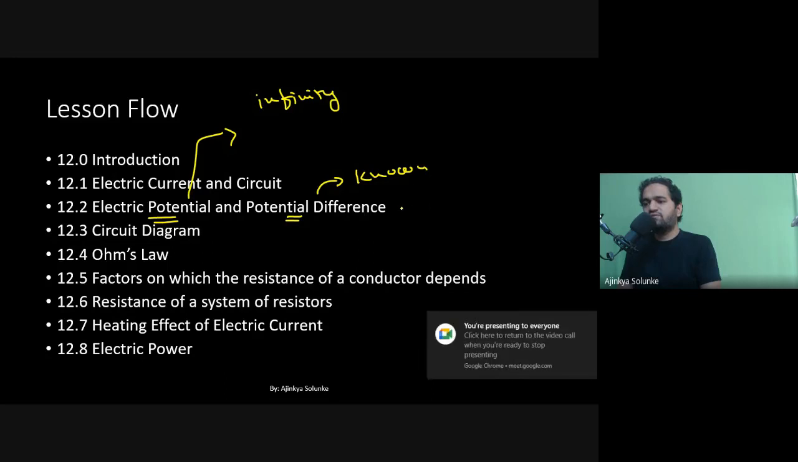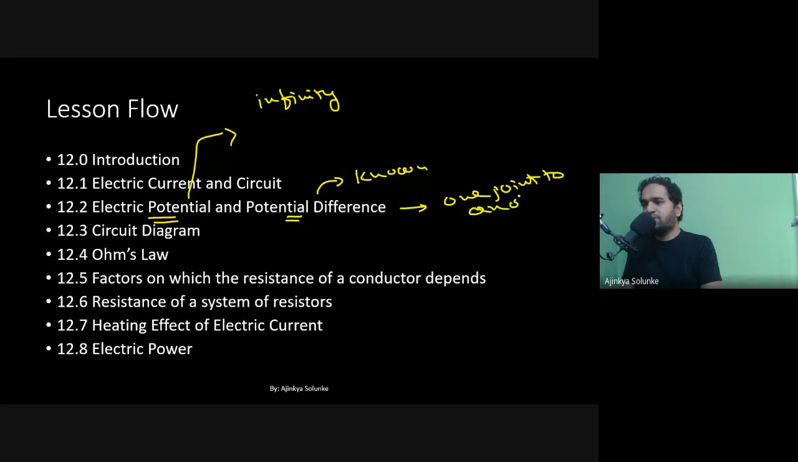And what is potential difference? Potential difference is from one point to another. If you are moving a charge from one point to another, if both the points are known, it is called potential difference. But if you are moving a charge from one place to another and one of the points is infinity, that is not known, it is unknown, then it is called electric potential.